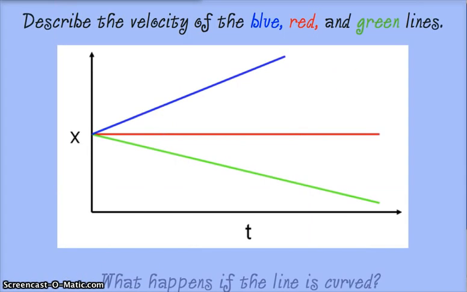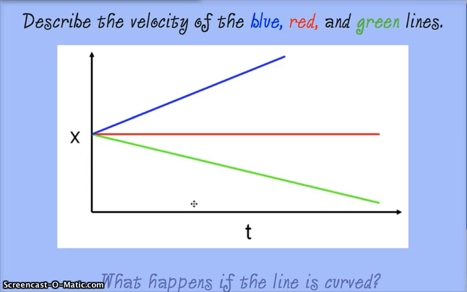A little bit more about position versus time graphs. I have 3 lines on a position versus time graph here in 3 different colors, and you're asked to describe the velocity of each of these lines. Go ahead and pause the video right now and either think about or jot down a word or two that may describe each of these lines.